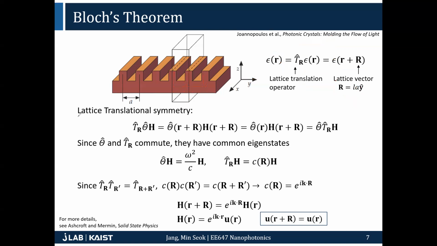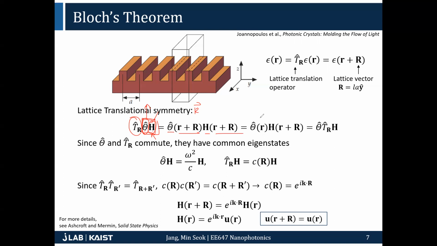So what is lattice translational symmetry? Here we have these functions. Let's try to do this. You have Theta and H, where Theta here is the Hamiltonian operator and H is the electromagnetic field. If you apply T_R, that means we want to translate the spatial coordinate of both of these by the vector capital R. So if we do this, then we get Theta of r + R and H of r + R.